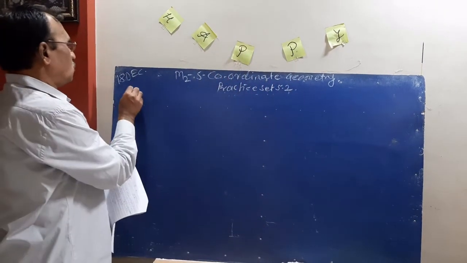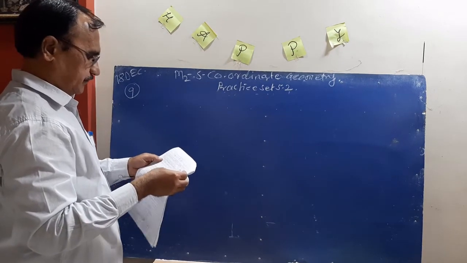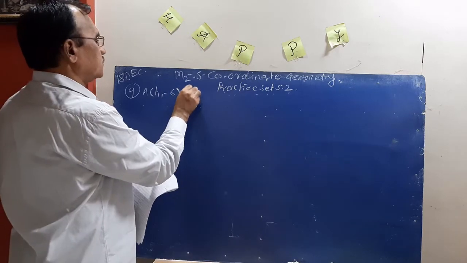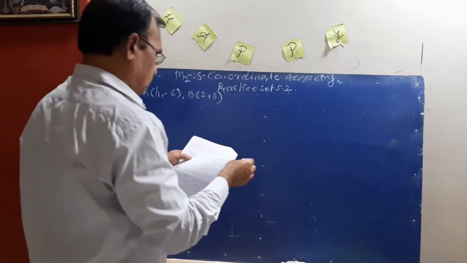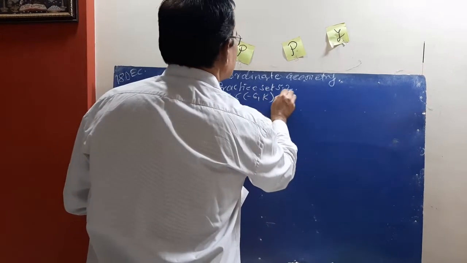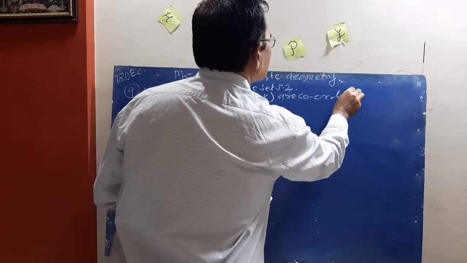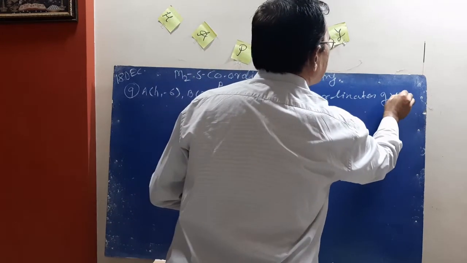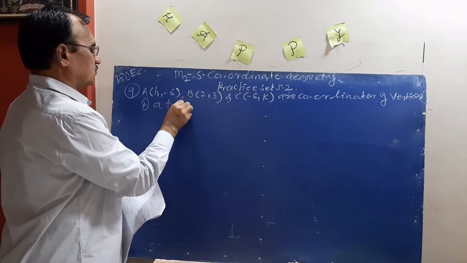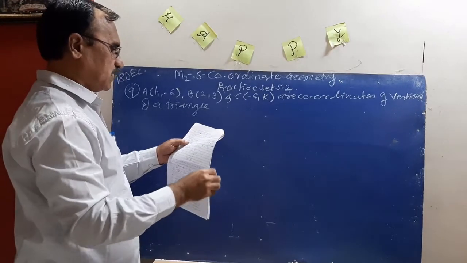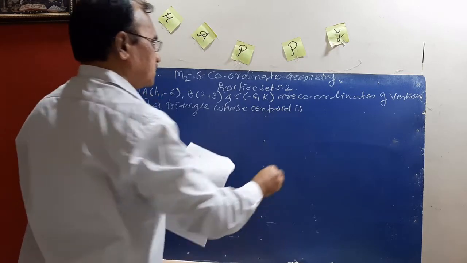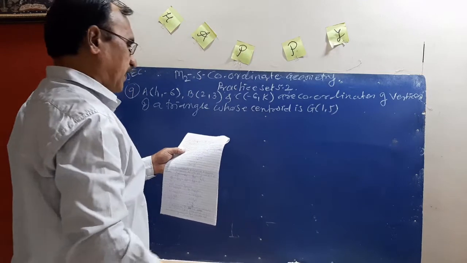Very good. A(h, -6), B(2, 3) and C(-6, k) are the coordinates of the vertices of a triangle whose centroid is (1, 5). Find h and k.